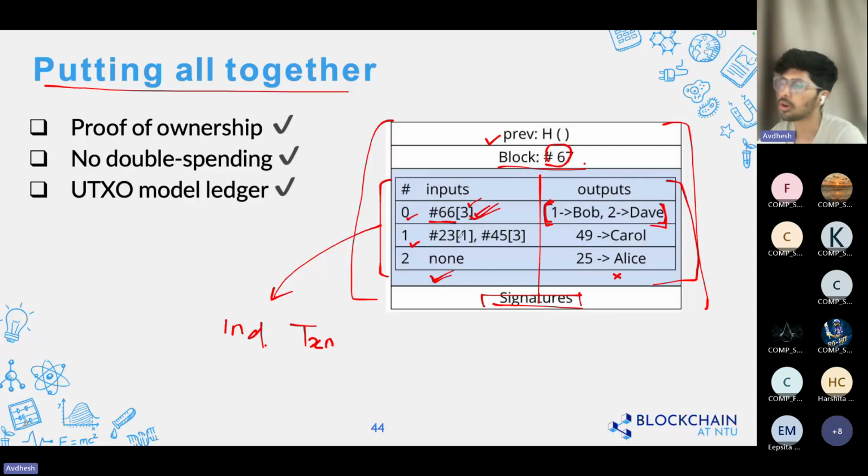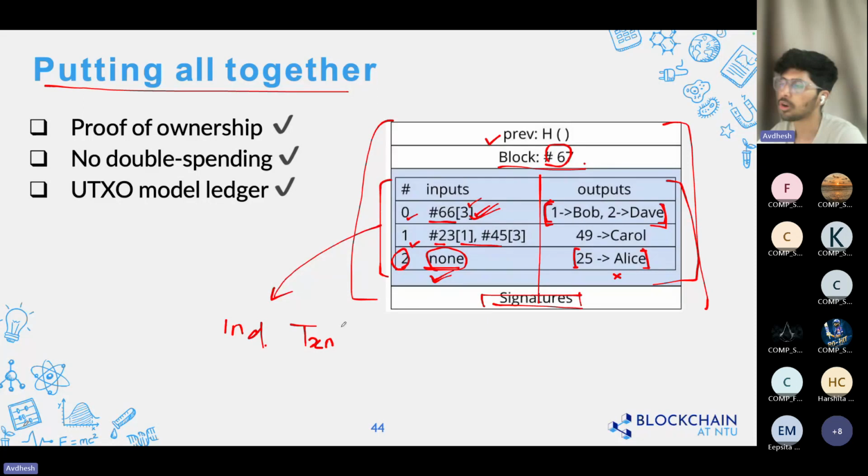The second transaction can be found in block number 23, index 1. And for the third transaction, marked as number 2 here, the input is none, but there is still an output here. So what does that mean? This means that the block itself is creating new coins because there is no other transaction here. It means that 25 bitcoins have been allocated to Alice.